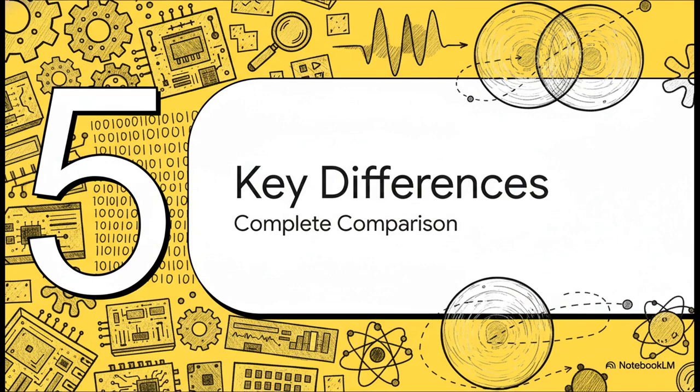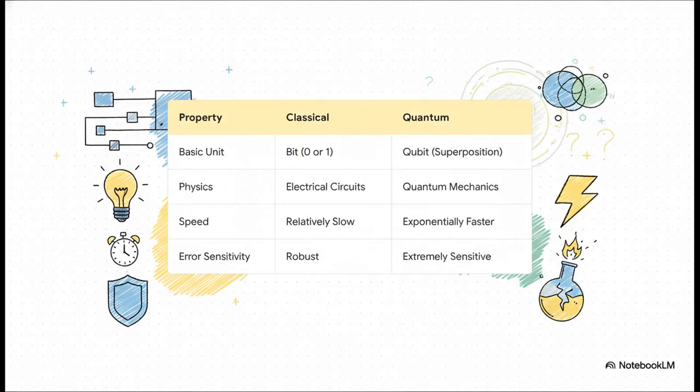Okay, we have covered a ton of ground, so let's bring it all together into a single, consolidated view for a really clear side-by-side comparison. This table pretty much brings everything together in one spot. We've seen the basic unit difference, the bit versus the qubit in superposition. We know they're governed by totally different laws of physics, and all of this leads to that exponential speed difference. But here's the critical trade-off, and you can see it right there in that last row: error sensitivity. For all their amazing power, quantum systems are extremely fragile and super sensitive to any kind of disruption, while classical systems are incredibly robust and reliable.